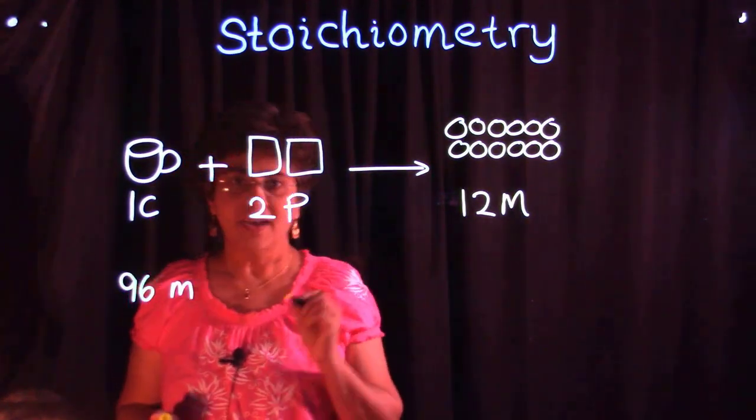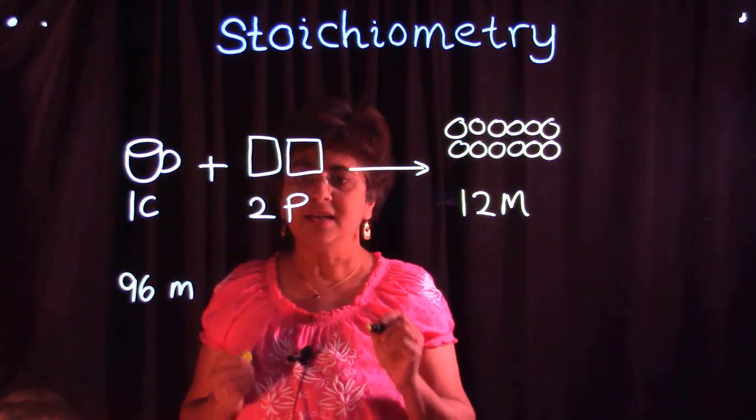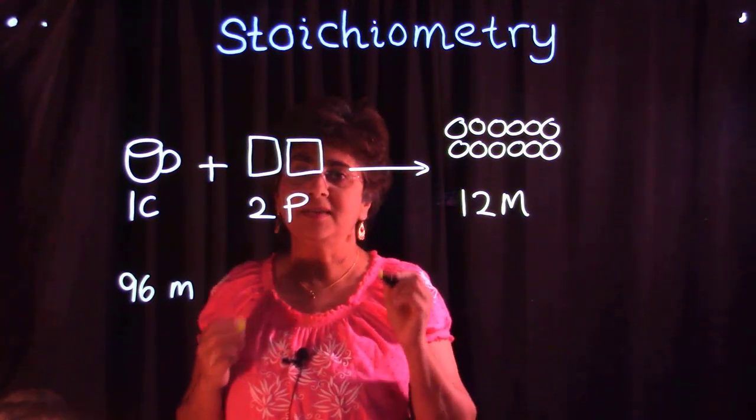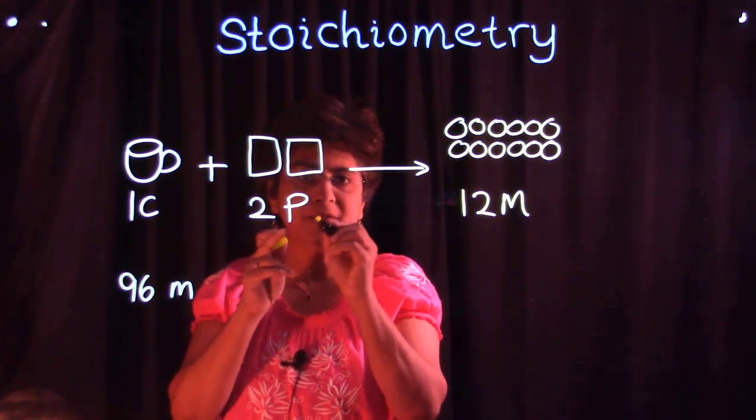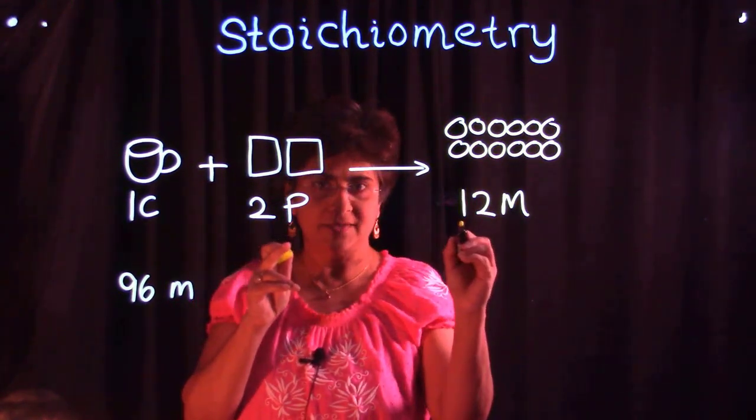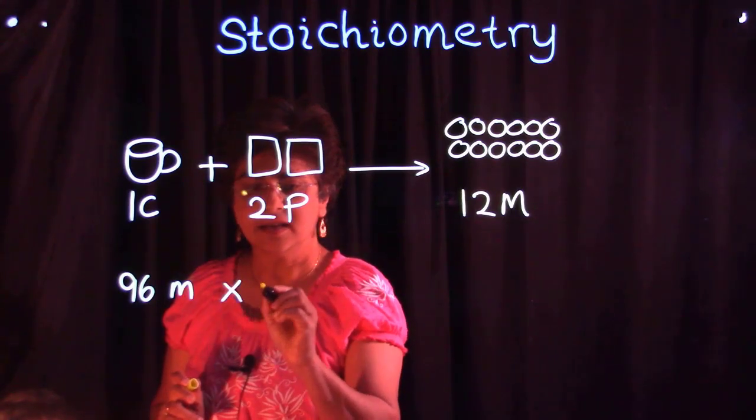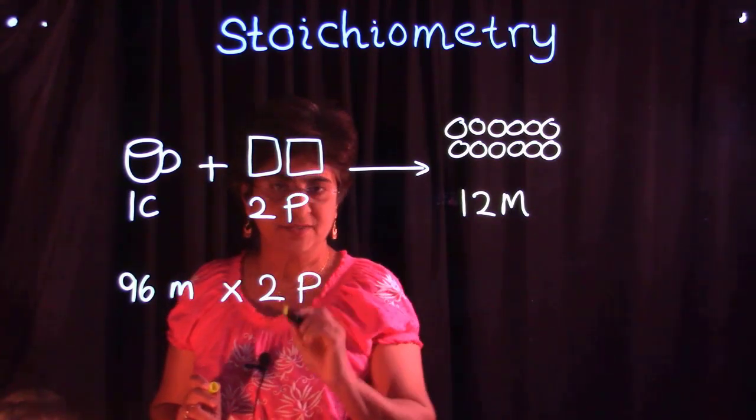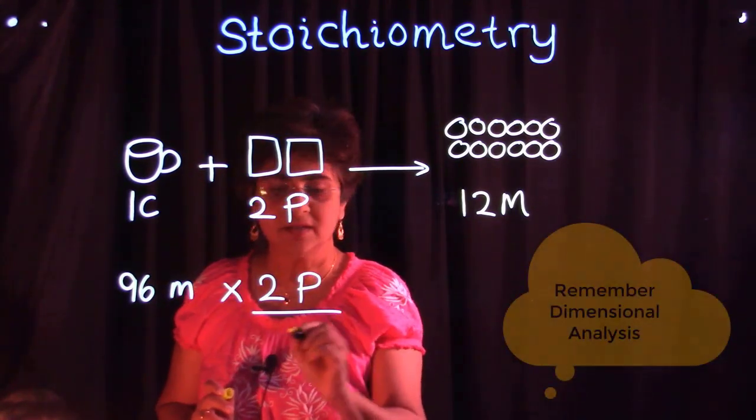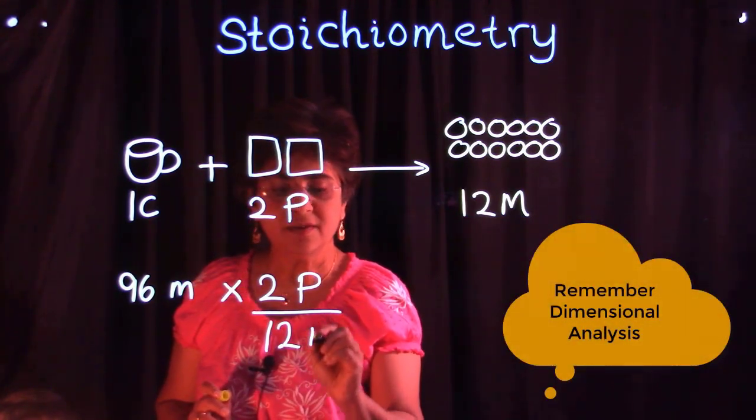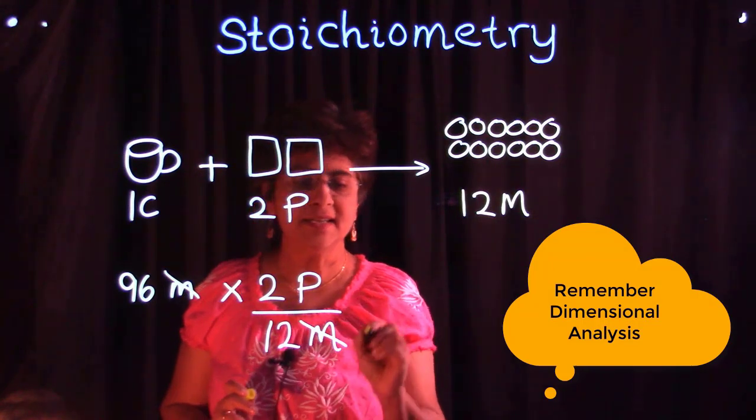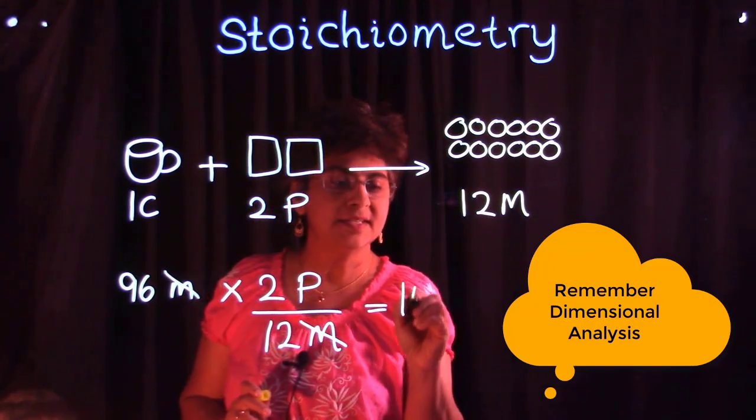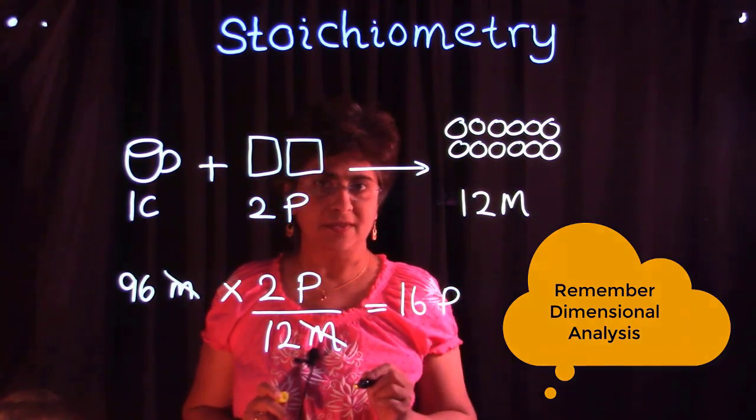96 muffins. Now, I can calculate the number of packs of muffin mix I need using this relationship between 2 packs of muffin mix to 12 muffins. Like this. 2 packs of muffin mix over 12 muffins. So muffins to muffins get cancelled. I need 16 packs of muffin mix.